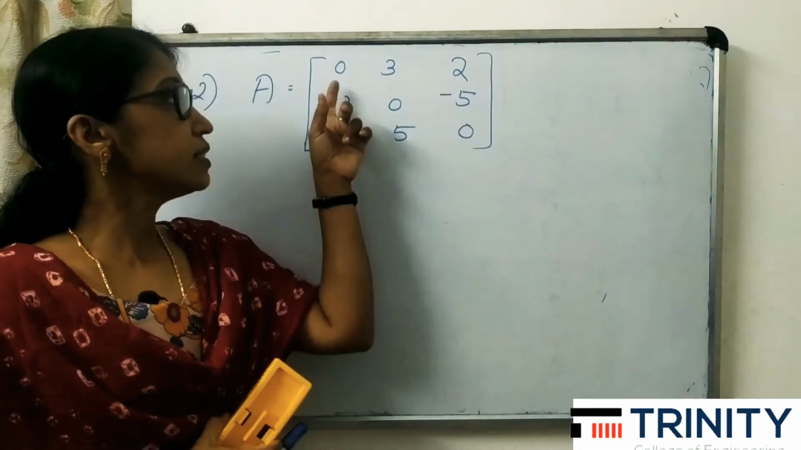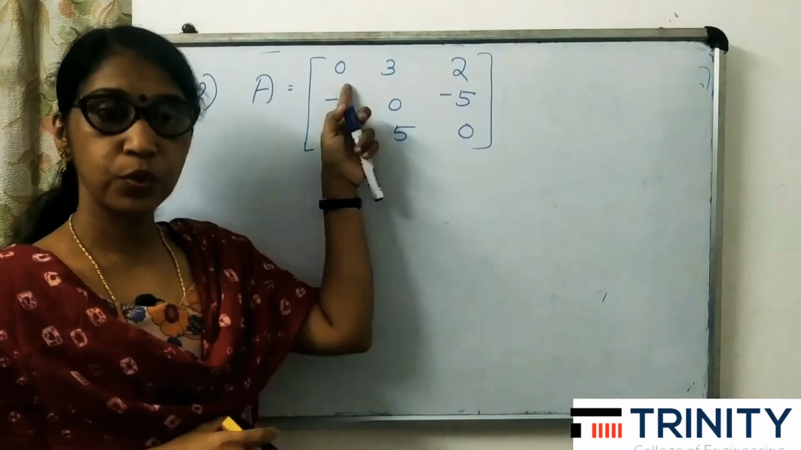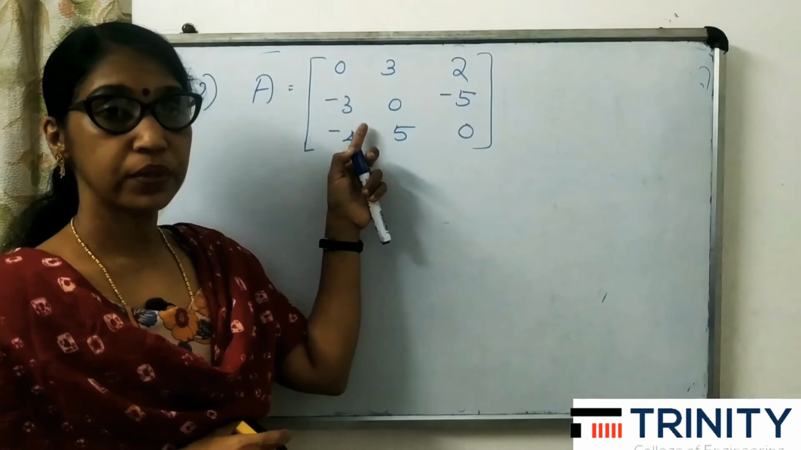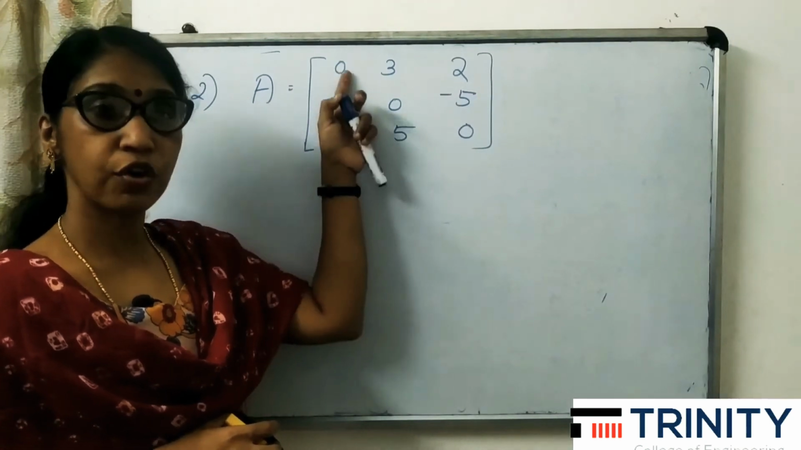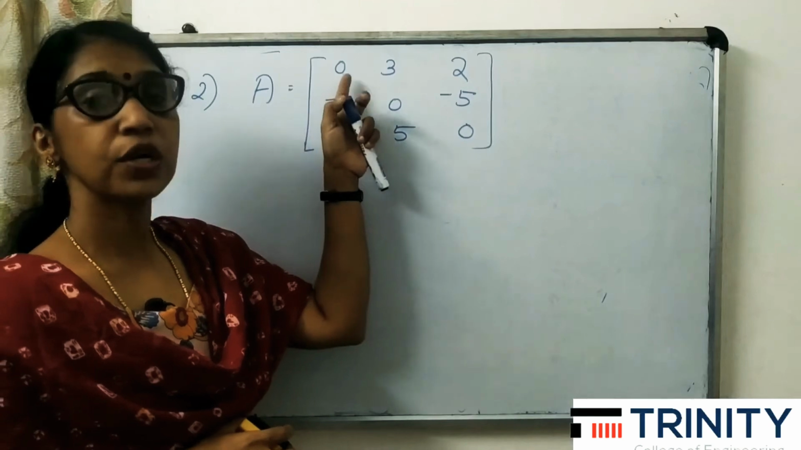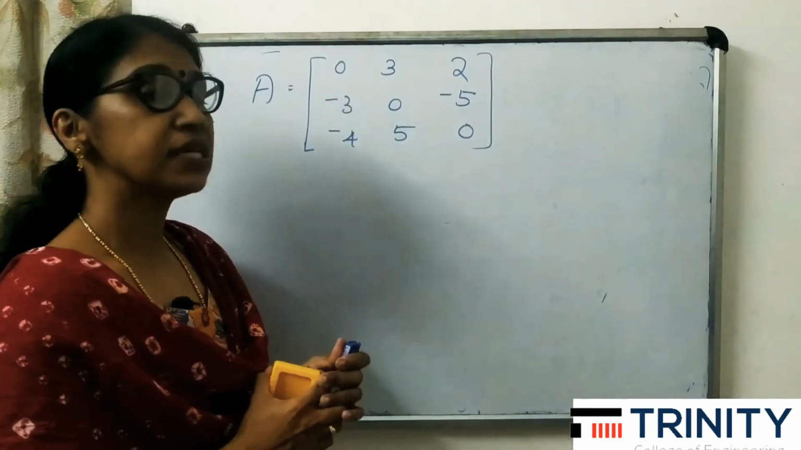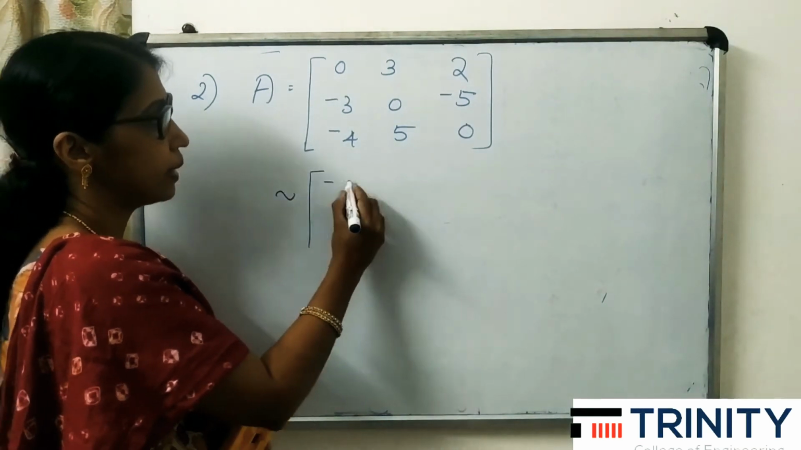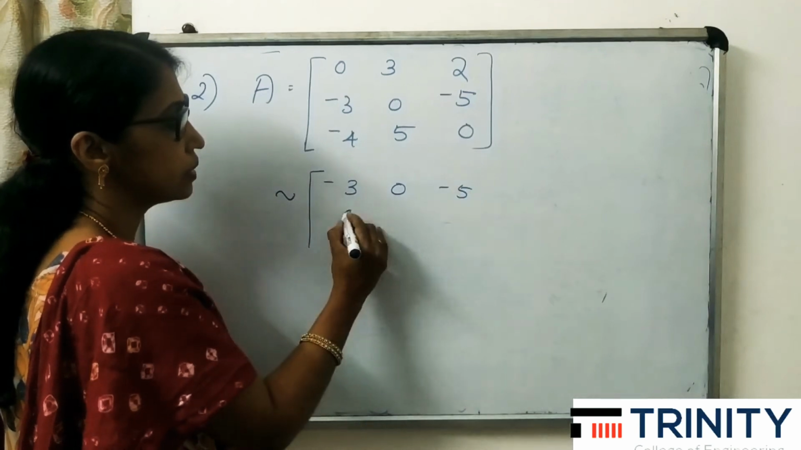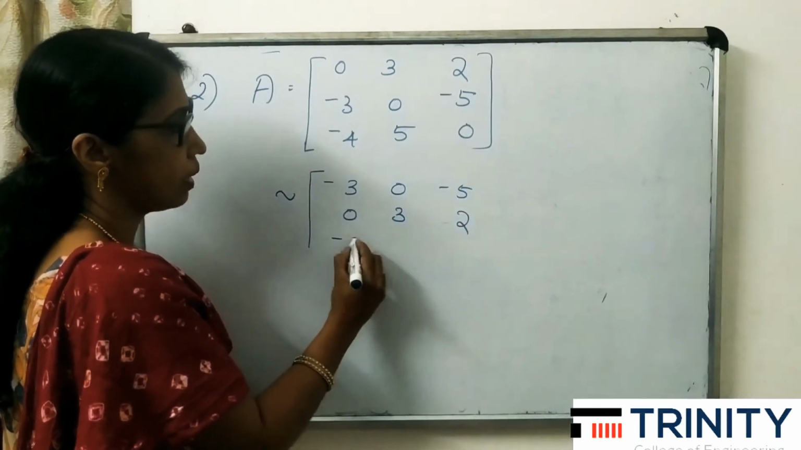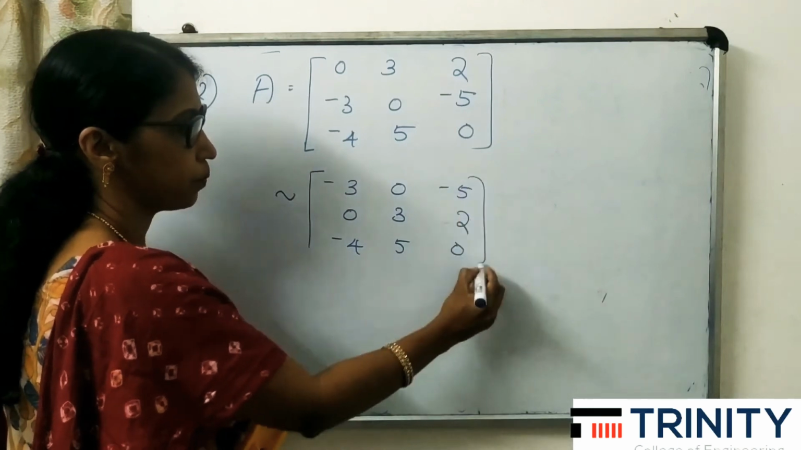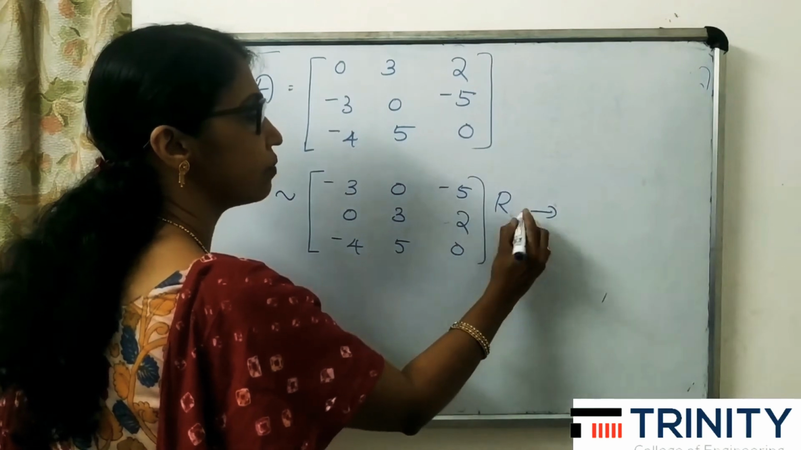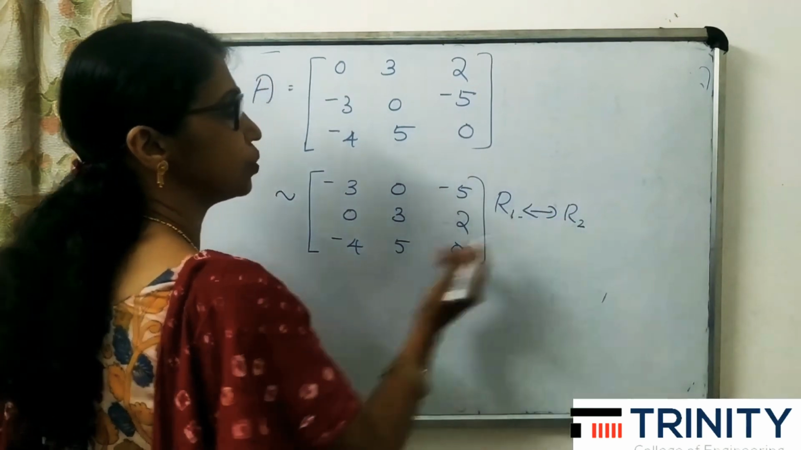Okay. Here look at this, the first element in the first row is 0. So we have to interchange any two rows, 1 and 2 or 1 and 3, to make a non-zero element in the first position. So I am interchanging the first and second rows. That is the first step. This is equivalent to [-3, 0, -5; 0, 3, 2; -4, 5, 0], and the transformation is R1 interchanged with R2.